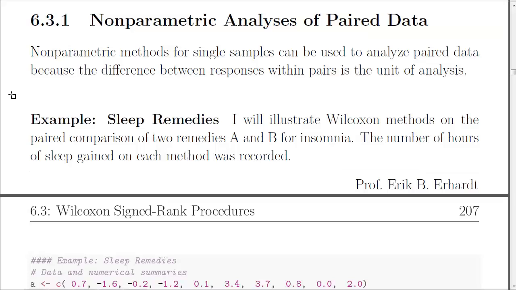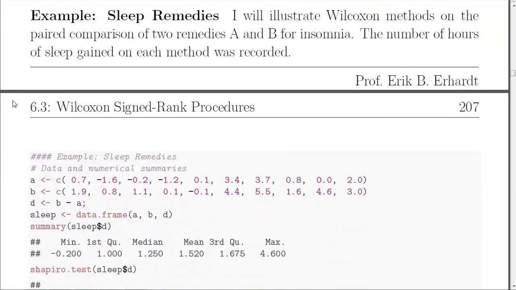So let's go back to a paired data situation where we have sleep remedies. We've seen this in a previous chapter, chapter 3, I believe, on two sample tests. And we've got two sets of sleep remedies, remedy A and remedy B. And for each person, we have their improved sleep over an undrugged night of sleep.